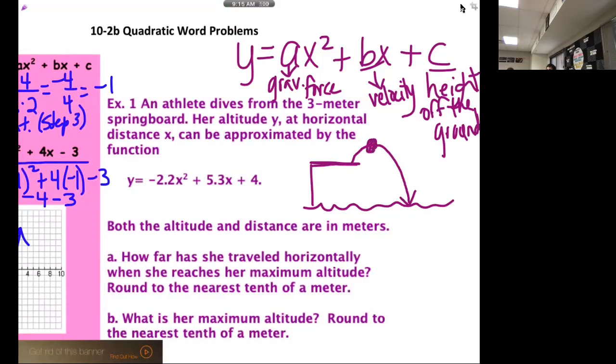Do you know another name for that? The vertex. If I can find the x and y of the vertex, I'm going to find out how high she went and how far over her horizontal distance was. So I'm looking for the x and y of the vertex. So here I want the x of the vertex, and here I want the y of the vertex. Well, how do I find the vertex of a problem? Maddie?